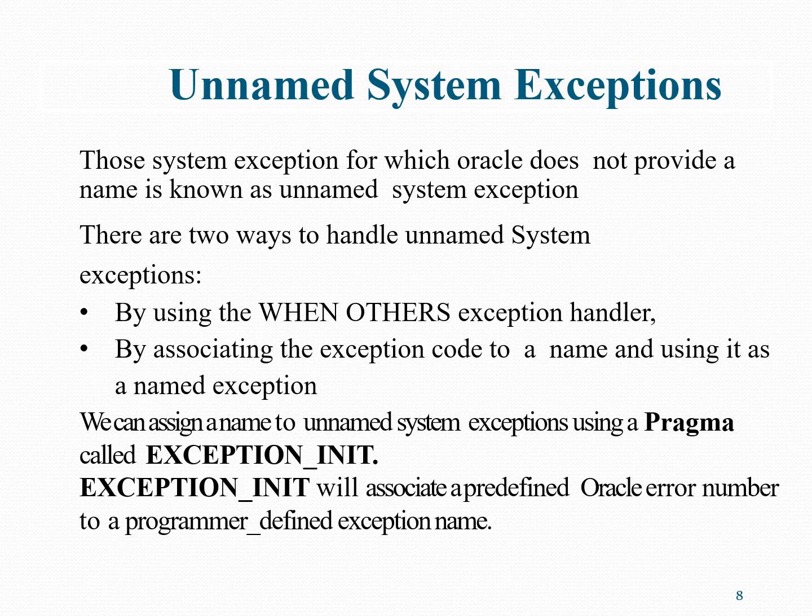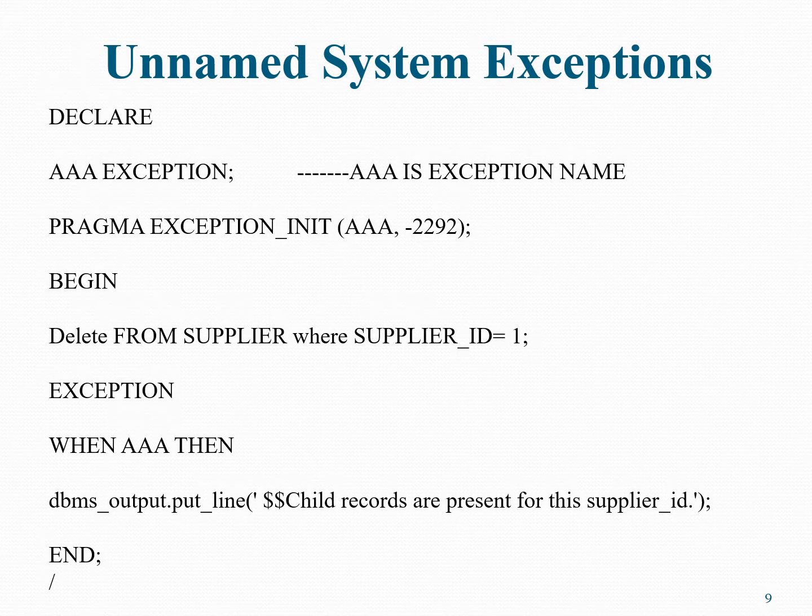The second method is by associating the exception or an error code to a name and using it as a same exception. In this we will use a pragma called exception init, which basically associates a predefined Oracle error number or code to a programmer-defined exception name. How this can be done, we will see through an example in the next slide. This shows the use of an unnamed system exception in our program.